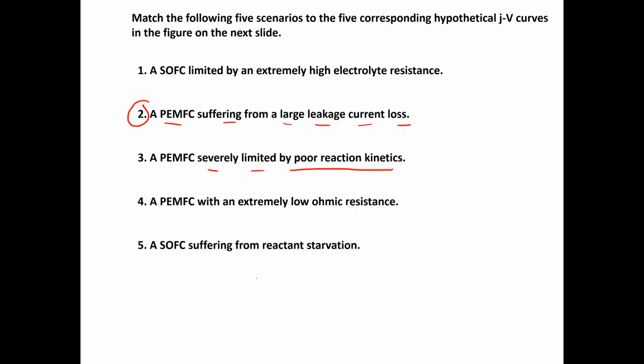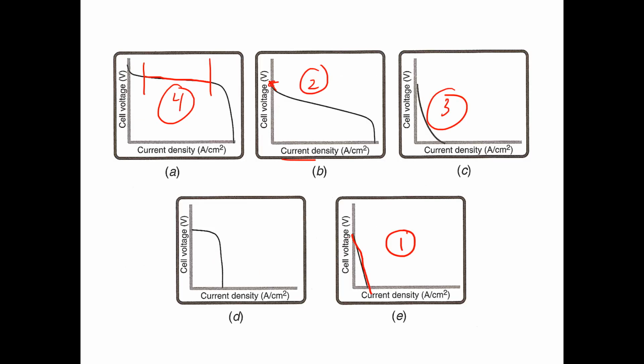And then that would leave the fuel cell that's suffering from reactant starvation, which would be scenario D, where you would have a certain amount of current at a set voltage, and then that would drop significantly as you have an issue with fuel keeping up with the reaction.